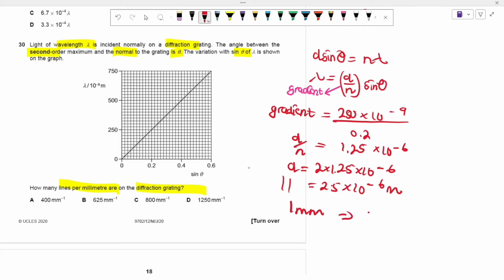So it's just a matter of division: 1 times 10 to the power of negative 3 divided by 2.5 times 10 to the power of negative 6. This is just going to give you 400. So it means that in 1 millimeter, you're going to have 400 lines that are going to fit. So the correct answer would be A.